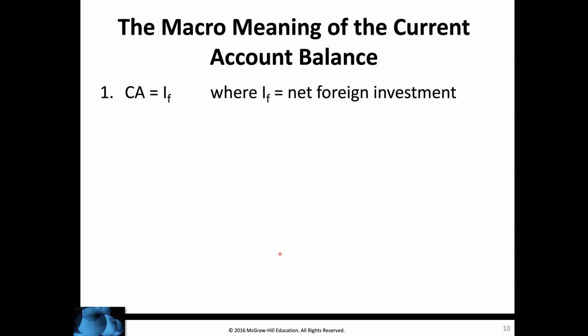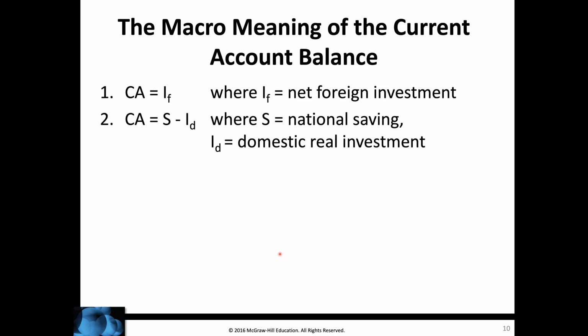So now we're going to look at a few formulas for calculating the current account. The first one we discussed from the previous slide: current account equals net foreign investment, where IF is net foreign investment. The second one is current account equals S minus ID, where S equals national savings and ID represents domestic real investment.